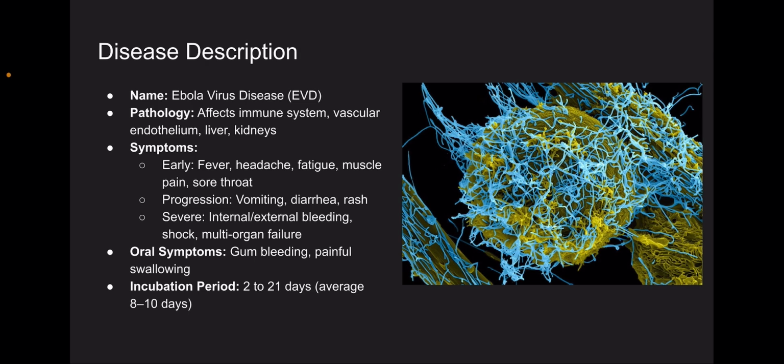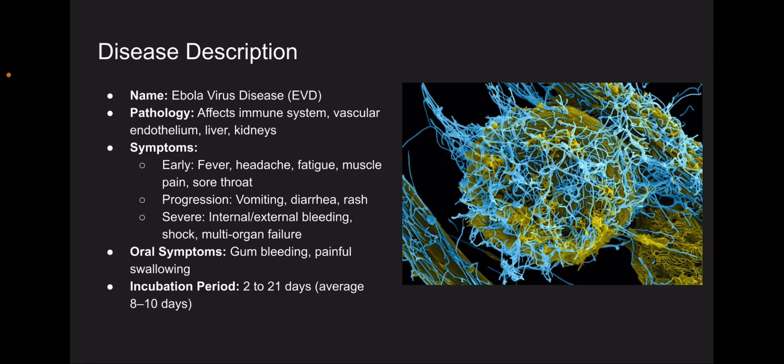Ebola virus disease is notorious for its fast progression and extremely high fatality rate. It's one of the deadliest viral infections known to humans. After someone is exposed to the virus through bodily fluids or contaminated materials, symptoms usually start appearing within 8 to 10 days, though it can take anywhere from 2 to 21 days depending on the individual's immune system and viral load. This incubation period makes tracking and controlling the virus more difficult during outbreaks.